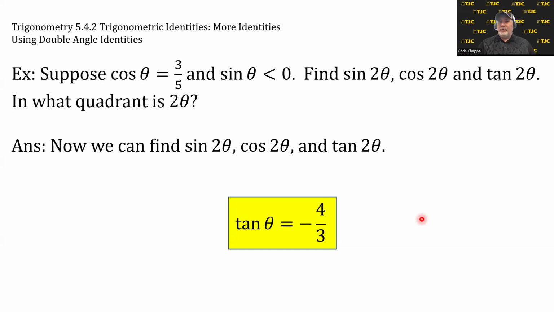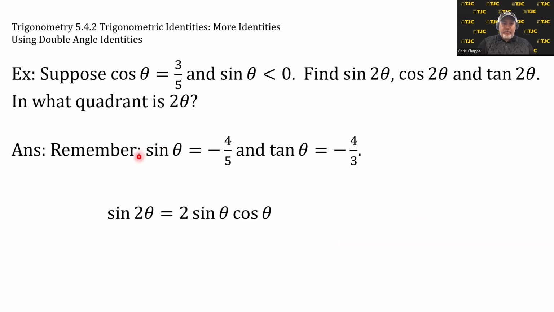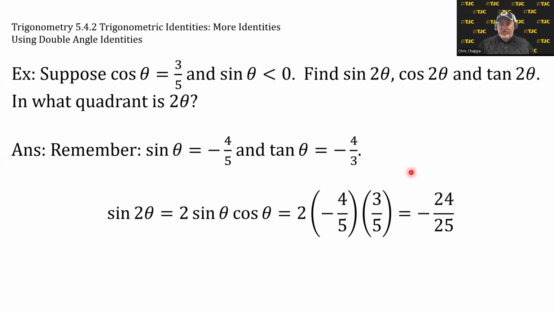Now we can find sine of 2 theta, cosine of 2 theta, and tangent of 2 theta. Remember, sine of theta is negative 4/5 and tangent of theta is negative 4/3, and we were given cosine of theta. So starting with sine of 2 theta, the sine double angle identity says that's equal to 2 sine theta cosine theta. But we know both of those values, so substituting them gives us 2 times negative 4/5 times 3/5, which is just negative 24/25. So there's the value of sine of 2 theta.